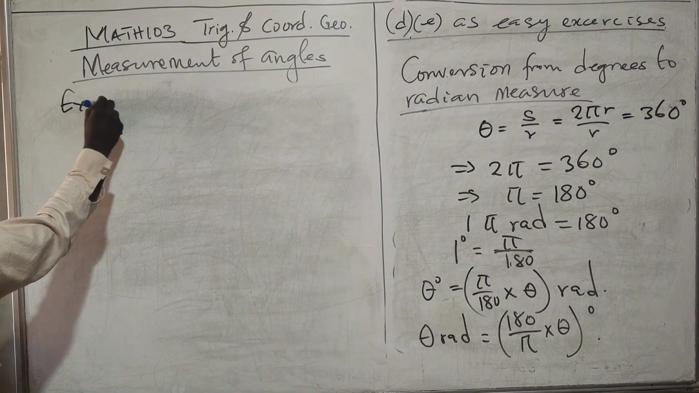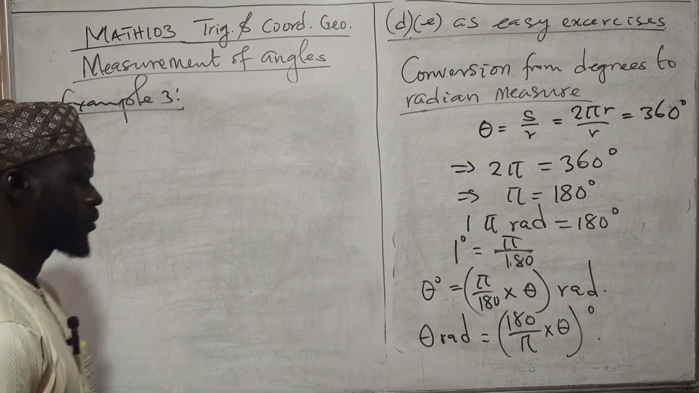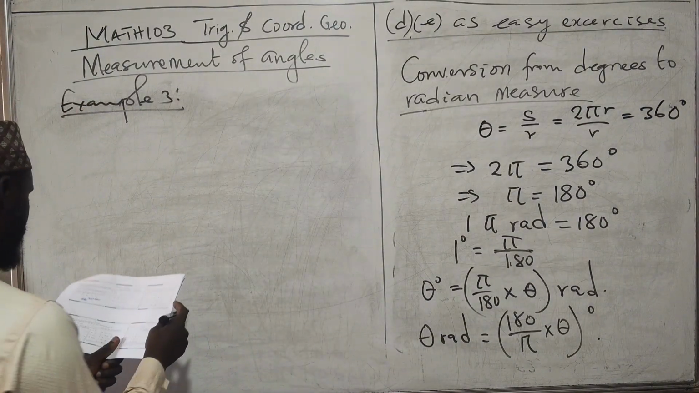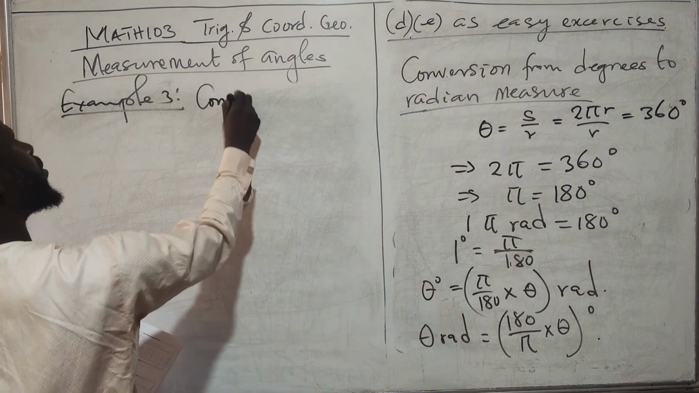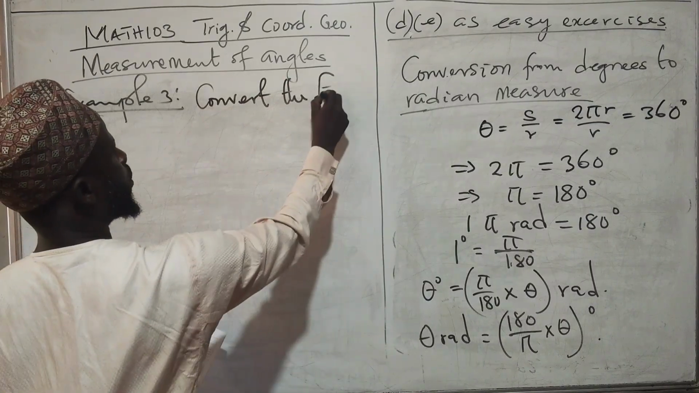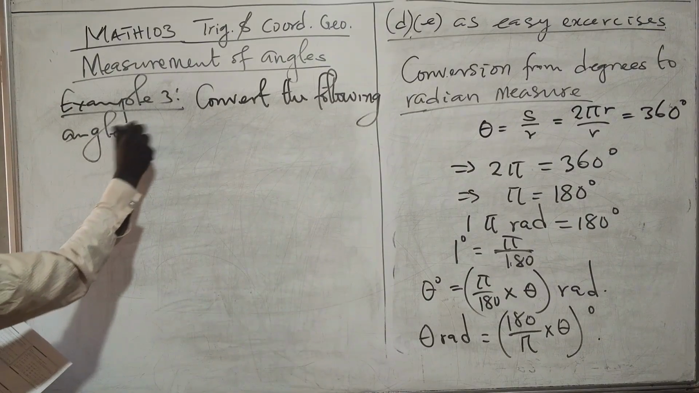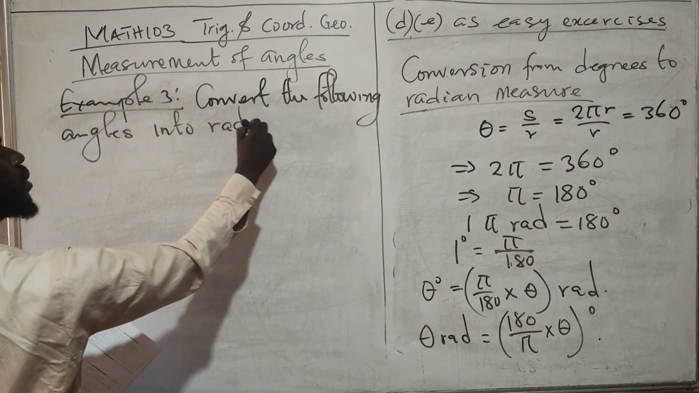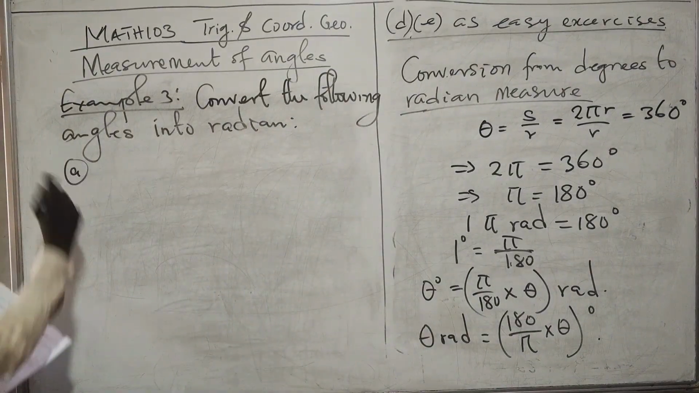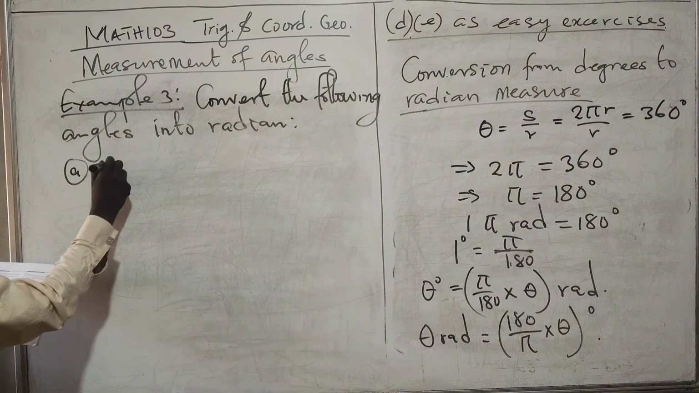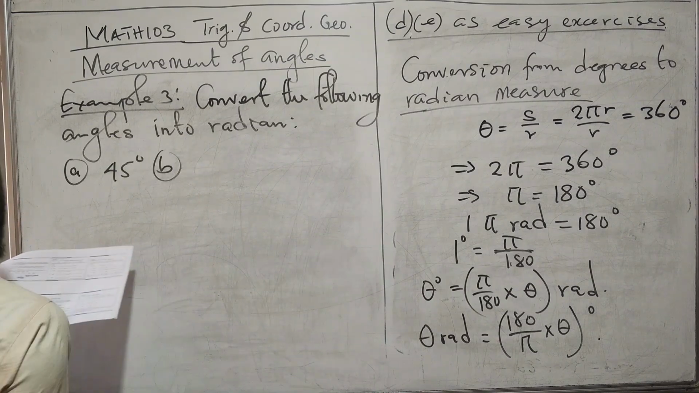Example 3. This example 3 is saying convert the following angles into radian, meaning into radian measures. So we have A, 45 degrees to radian. B is saying we should convert minus 128 degrees into radian.